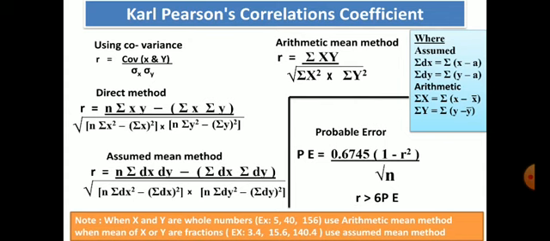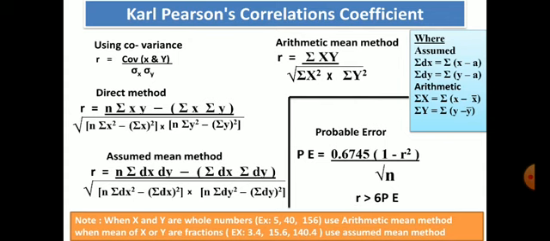And the assumed mean method formula is like, instead of x you just replace it with dx. That means n summation dx dy minus summation dx into summation dy divided by square root of n summation dx square minus summation dx whole square into n summation dy square minus summation dy whole square.